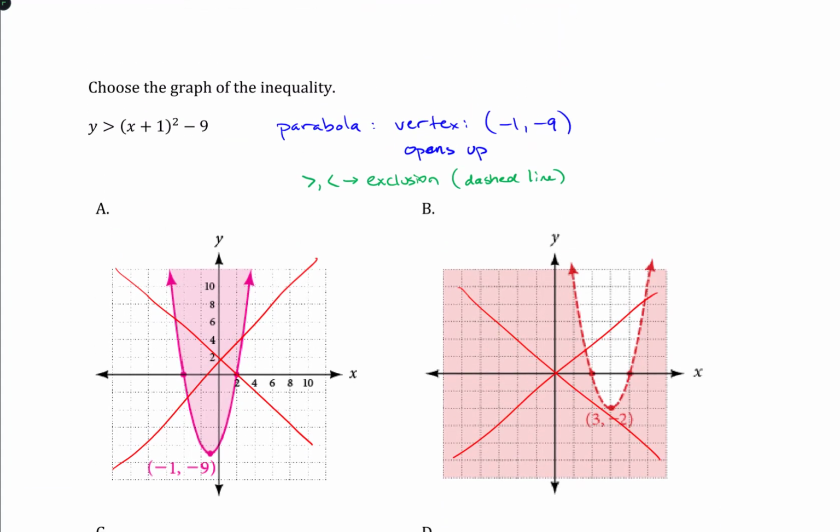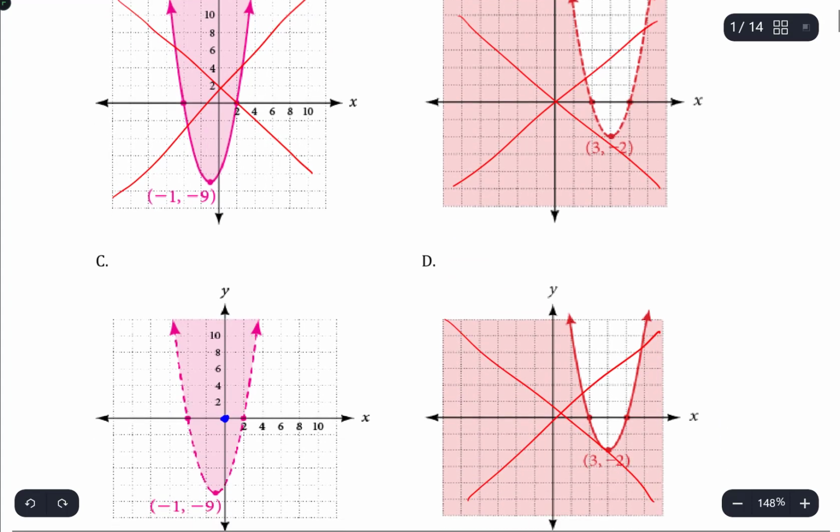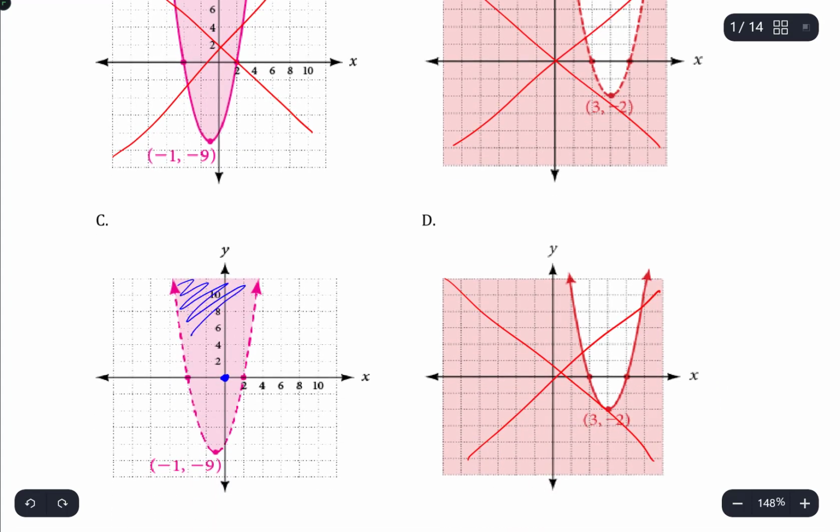And all I'm going to do is plug in the coordinates of the origin to this original inequality. So when y is 0 and x is 0, I get 0 is greater than, this becomes 1, because 0 plus 1 squared is just 1. Then minus 9 would be -8. And 0 is greater than -8, so that's a true statement. So that means we would shade the inside of this parabola where this point does occur. So definitely C is the correct option in this case.